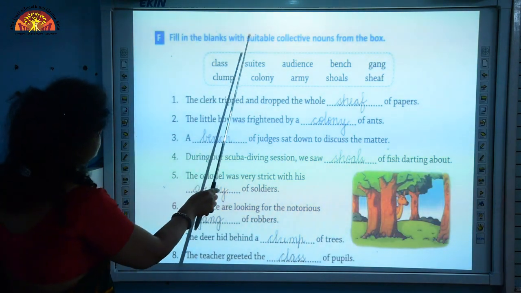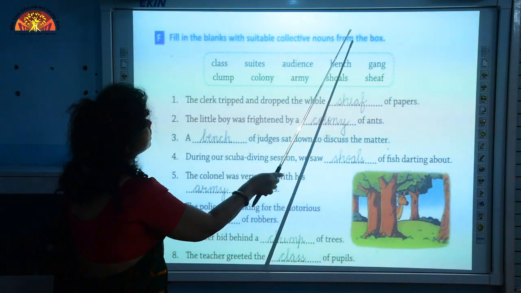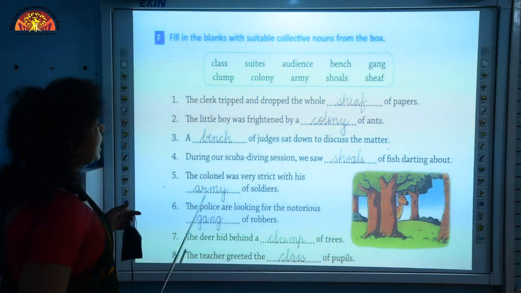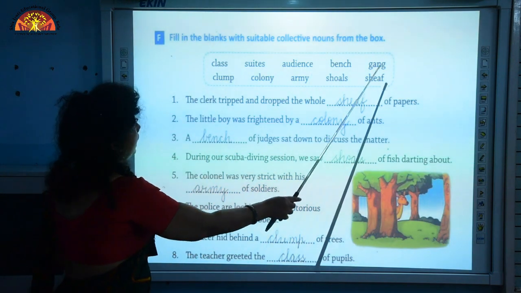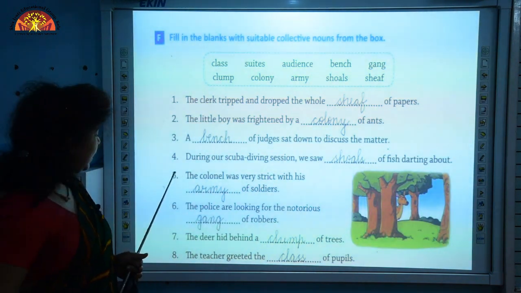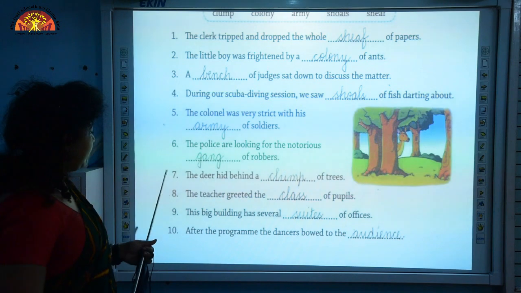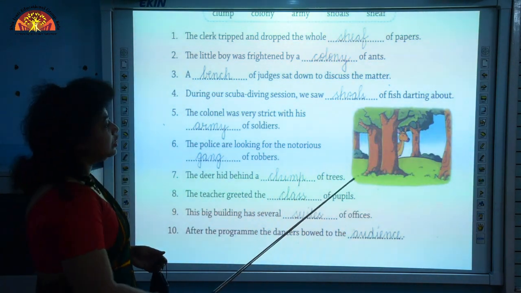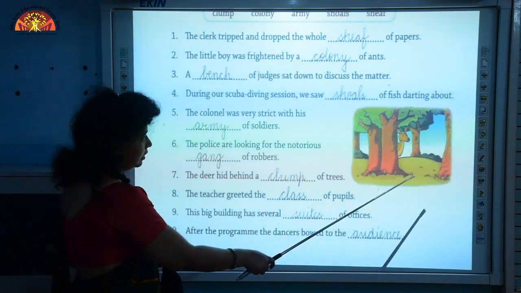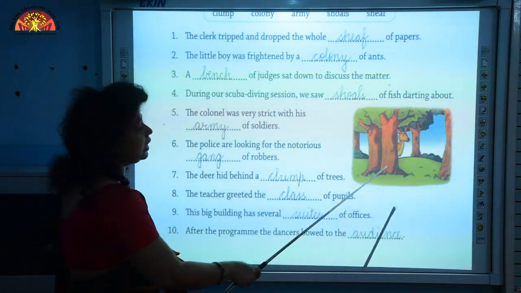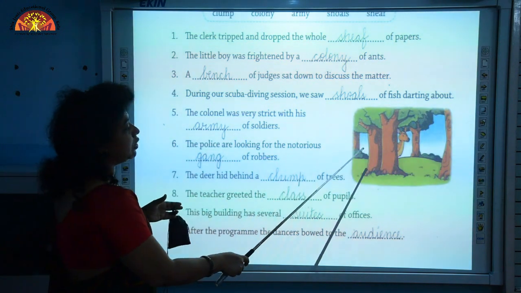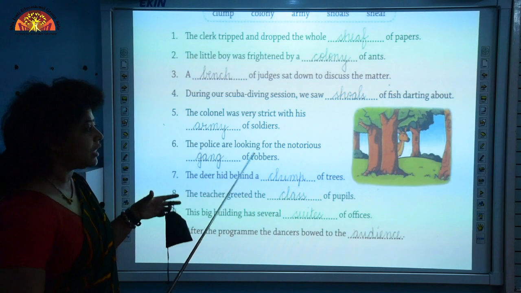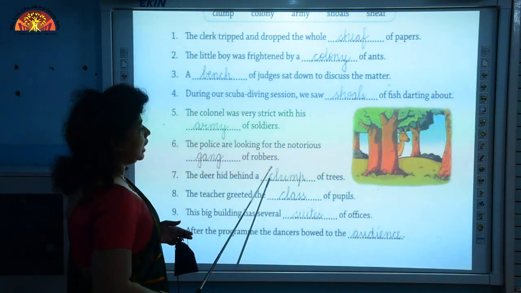Fill in the blanks with suitable collective nouns from the box. So whatever is written in the question, you will have to choose a suitable collective noun from the box. So let's come to question 7. The deer hid behind a dash of trees. As it is indicated in the picture, it is hiding behind a small group of trees growing together, and such a small group of trees growing together is called a clump.